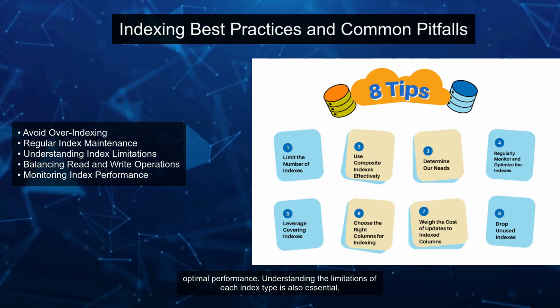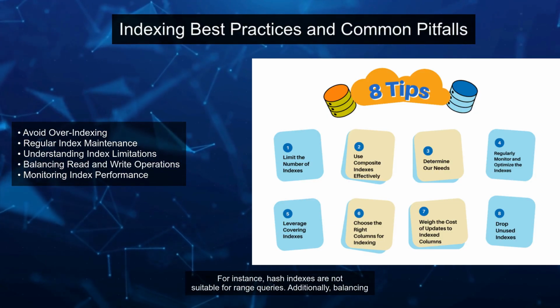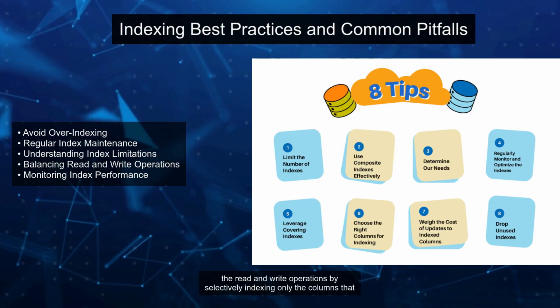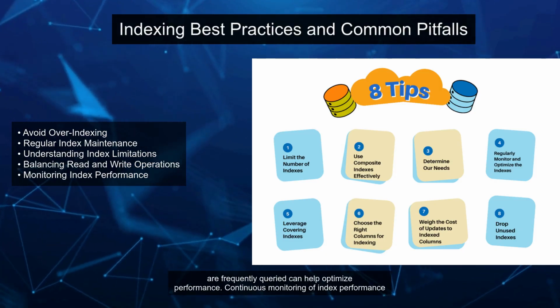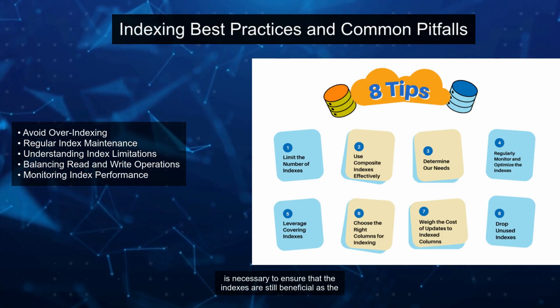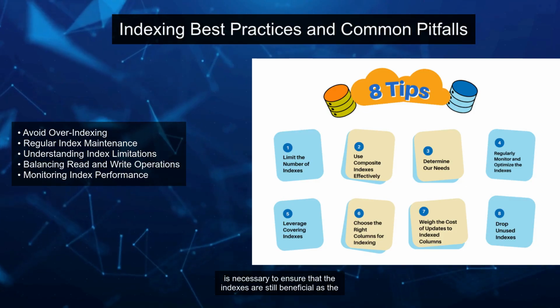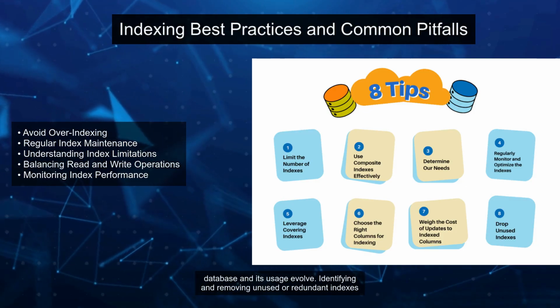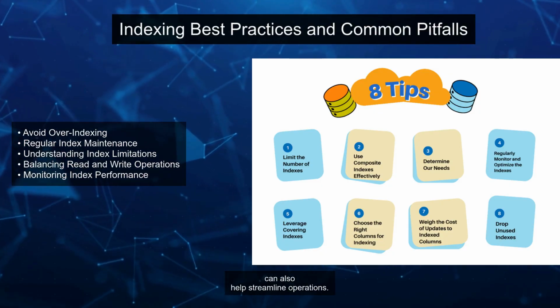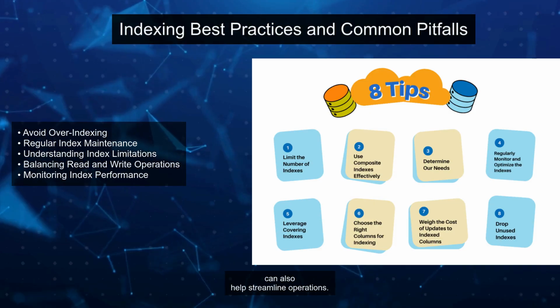Understanding the limitations of each index type is also essential. For instance, hash indexes are not suitable for range queries. Additionally, balancing the read and write operations by selectively indexing only the columns that are frequently queried can help optimize performance. Continuous monitoring of index performance is necessary to ensure that the indexes are still beneficial as the database and its usage evolve. Identifying and removing unused or redundant indexes can also help streamline operations.